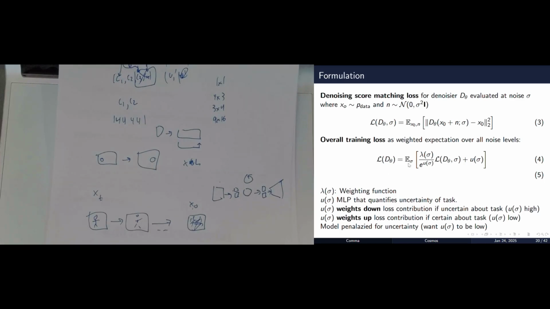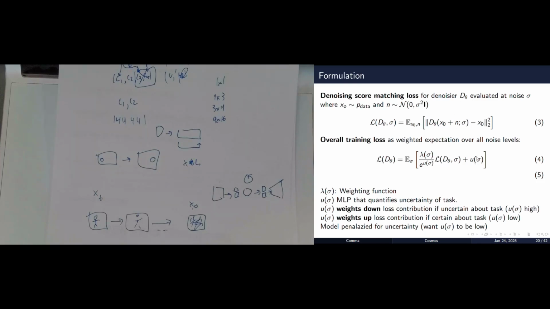Just run this through. Think of this lambda of sigma as fixed. If mu of sigma is high, then e to the mu of sigma is going to be high, so this loss is going to be low. The loss from the denoising, the amount of error I had in my image. Conversely, if this is low, I'm going to get a higher contribution for my denoising loss.